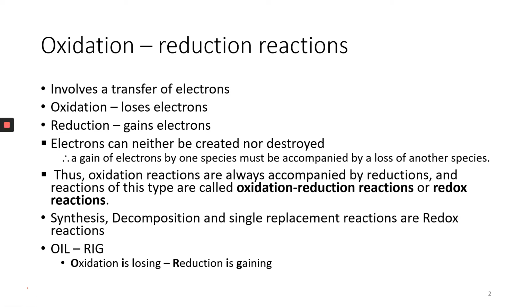So what is an oxidation-reduction reaction, or as we call it, a redox reaction? This involves a transfer of electrons. So one element will oxidize and the other one will reduce. In a redox reaction, they both happen at the same time. It's not that one happens and not the other. They both happen. The element that is oxidized will lose electrons, okay?